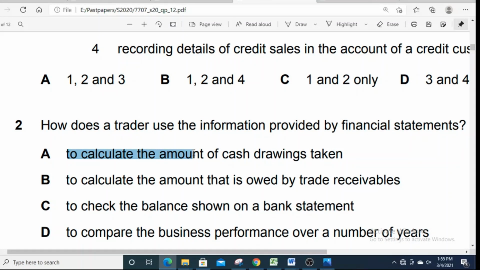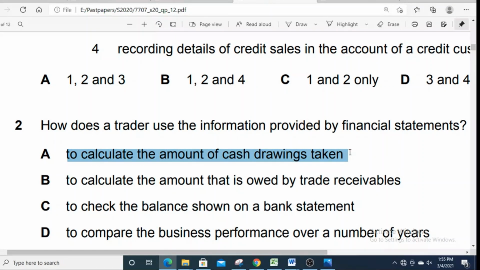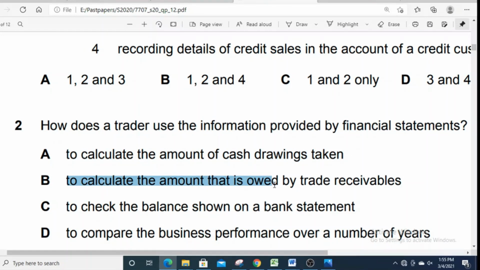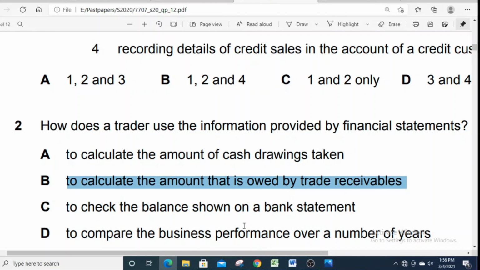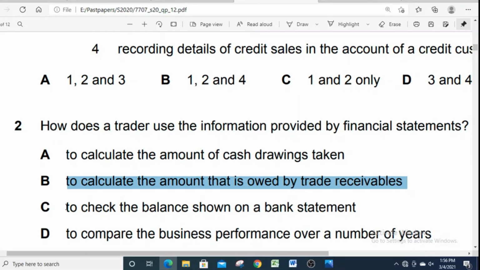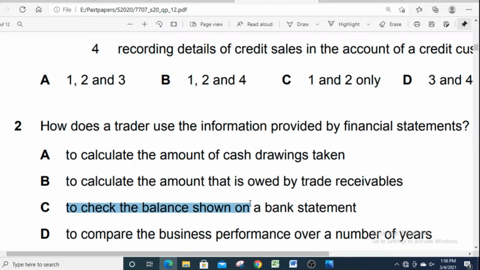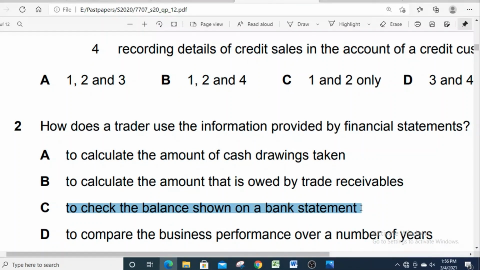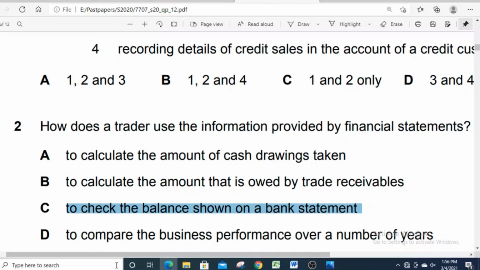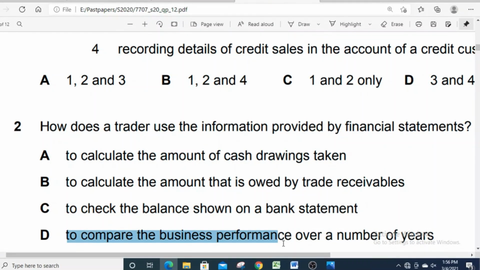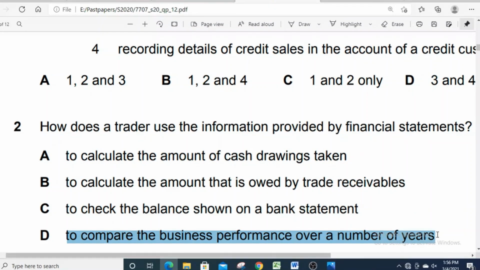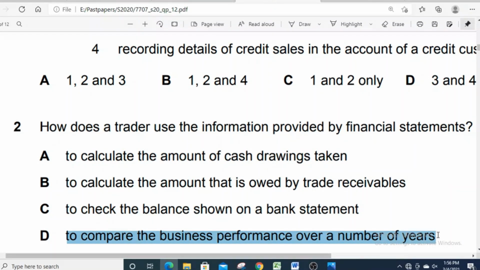So A, to calculate the amount of cash drawings taken, no. To calculate the amount that is owed by trade receivable, no, because all this information is already present in different accounts. To check the balance shown on bank statement, no. To compare the business performance over a number of years. So D is the correct answer.